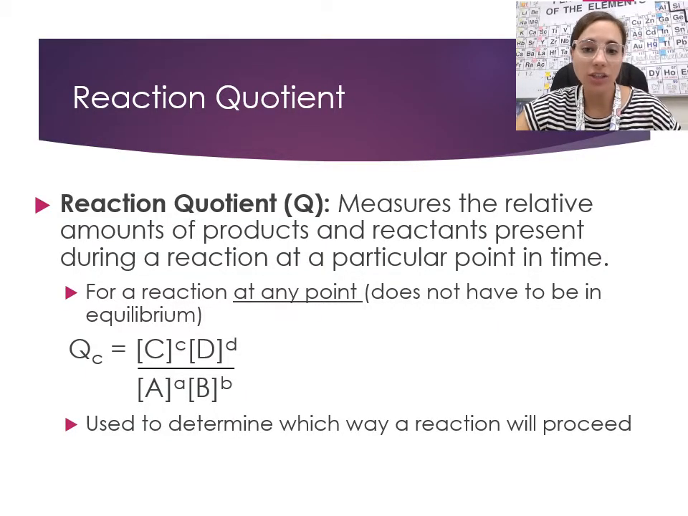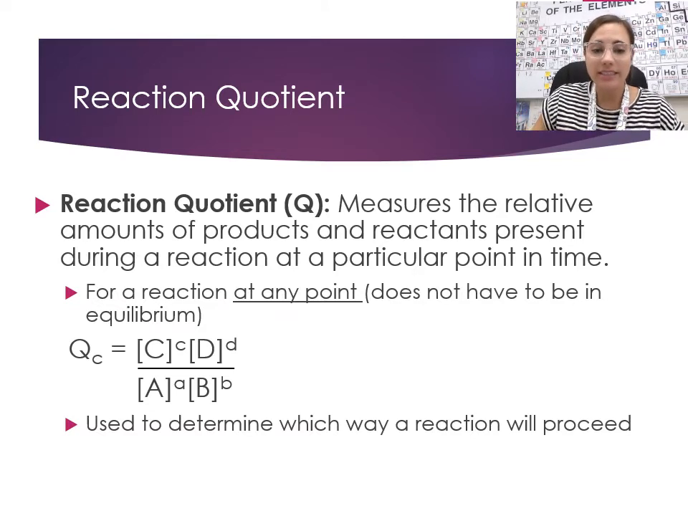So the reaction quotient, which is given the variable Q, measures the relative amounts of product and reactant present during a reaction at any point in time. That is the key difference here between the reaction quotient and the equilibrium constant. Q is at any point in time. But if you notice, other than that, Q looks exactly like K, and that's because it is exactly like K.